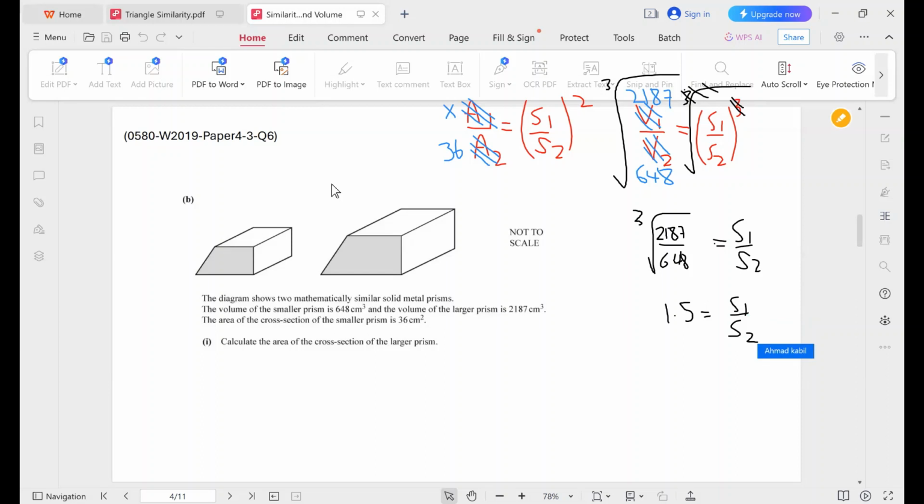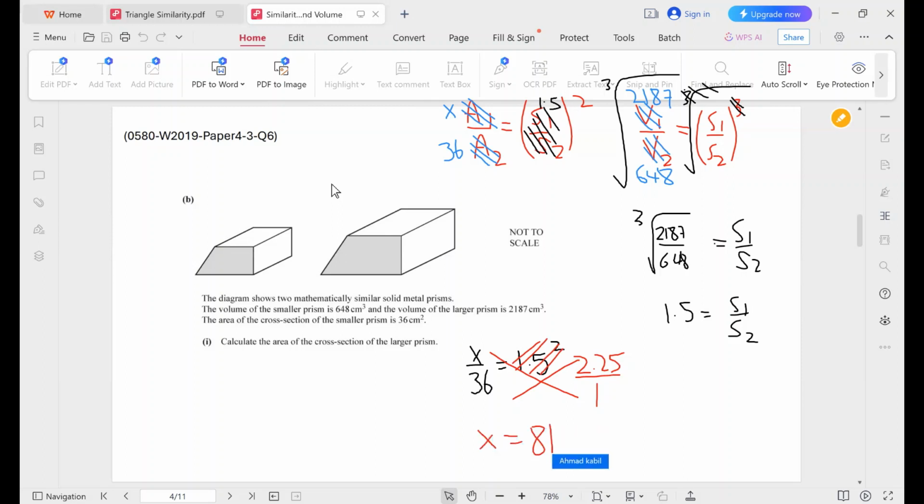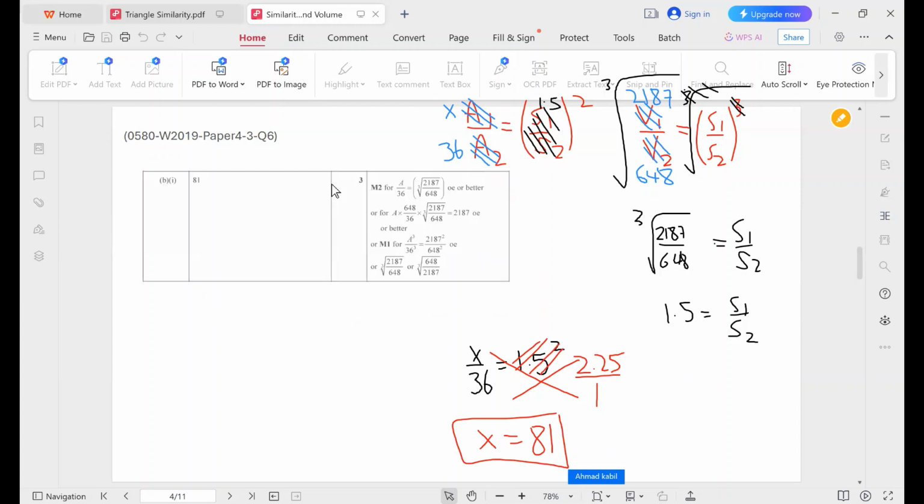We go to the second formula and we cross out S1 over S2 and we put in 1.5. But remember that you still have to square it. So we have x over 36 equals 1.5 squared. 1.5 squared on the calculator gives you 2.25. So we can cross this out here and write 2.25 over 1. And then we cross multiply. So 36 times 2.25 gives us 81. Therefore, x equals 81 is our final answer. And 81 here, thankfully, is the correct answer.